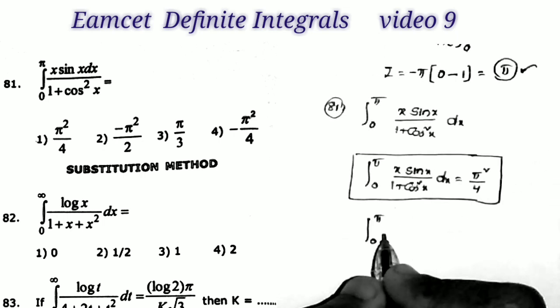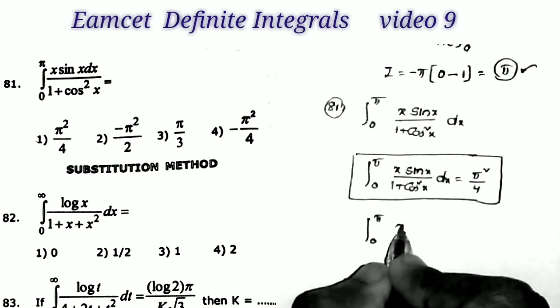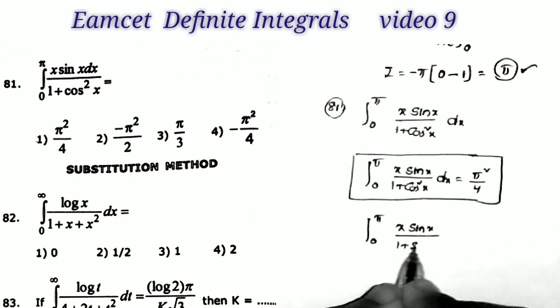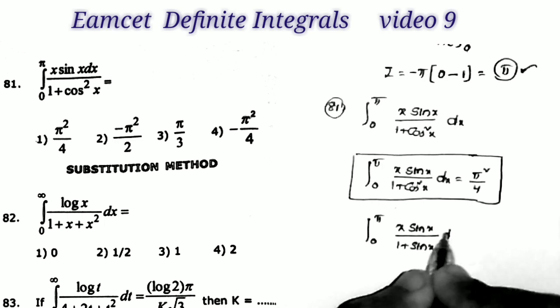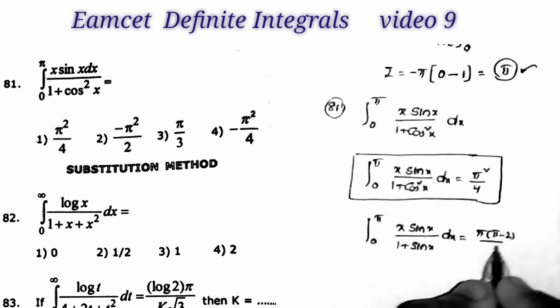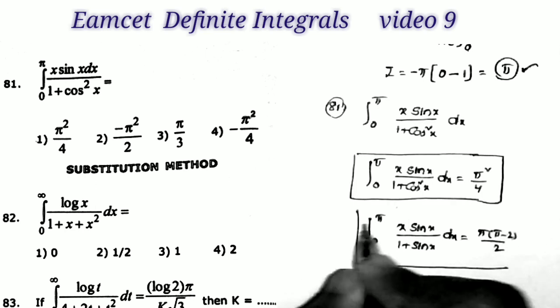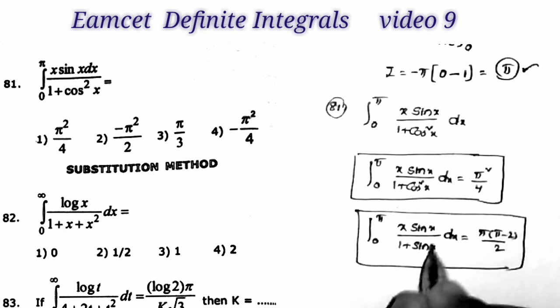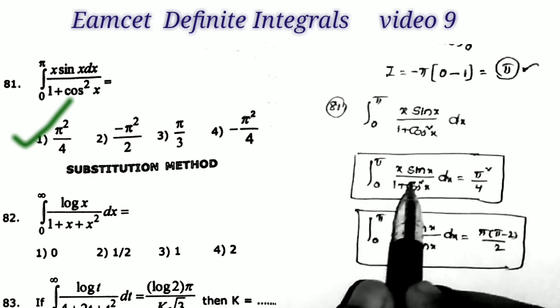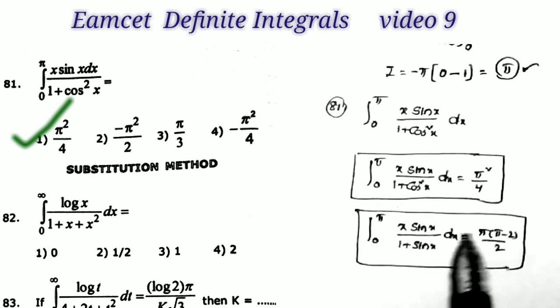Already in yesterday's class I told you one more formula. What is that formula? Does anyone remember? x sin x by 1 plus sin x. What is the answer to this question? This is equal to pi into pi minus 2 by 2. This is also a most important formula: pi into pi minus 2 by 2 is the answer of integral 0 to pi x sin x by 1 plus sin x. And this also is an important one: integral 0 to pi x sin x by 1 plus cos square x into dx is equal to pi square by 4. That's all.